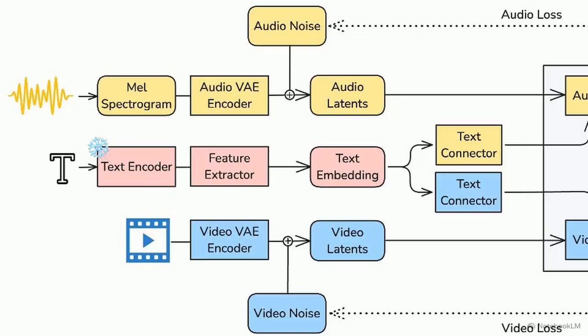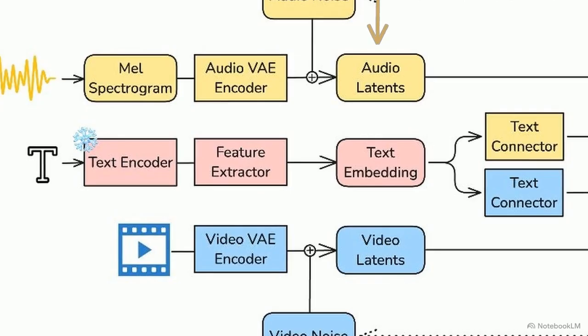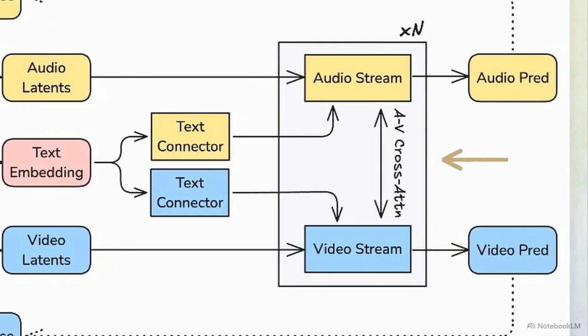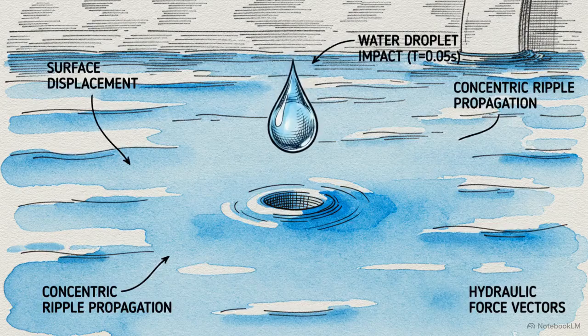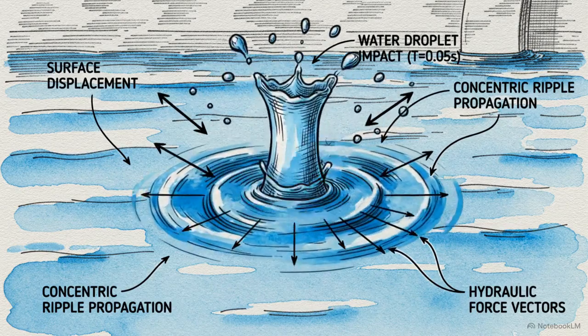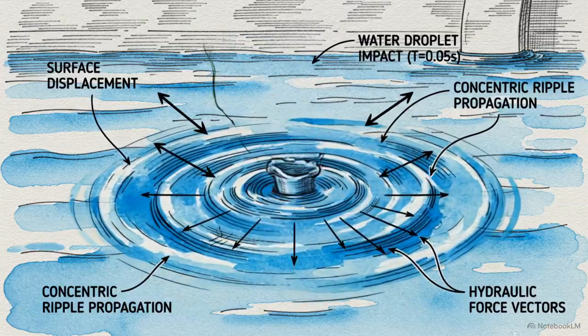Here is the system's macro architecture. Raw audio, text, and video flow into completely distinct pathways before reaching the transformer. We must analyze three engineering choices: latent decoupling at the inputs, asymmetric capacity in the DiT blocks, and cross-modal attention binding the two streams. LTX2 succeeds because it treats video and audio as vastly different data types that must be governed by a shared, synchronized temporal logic.